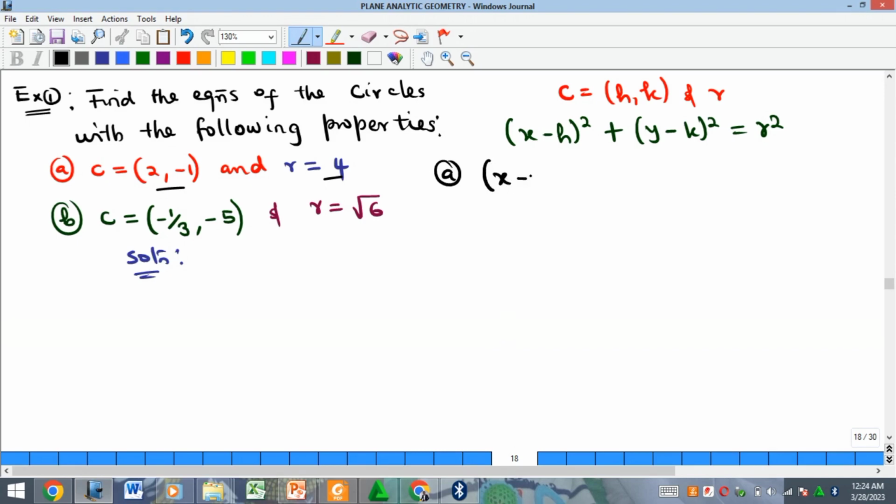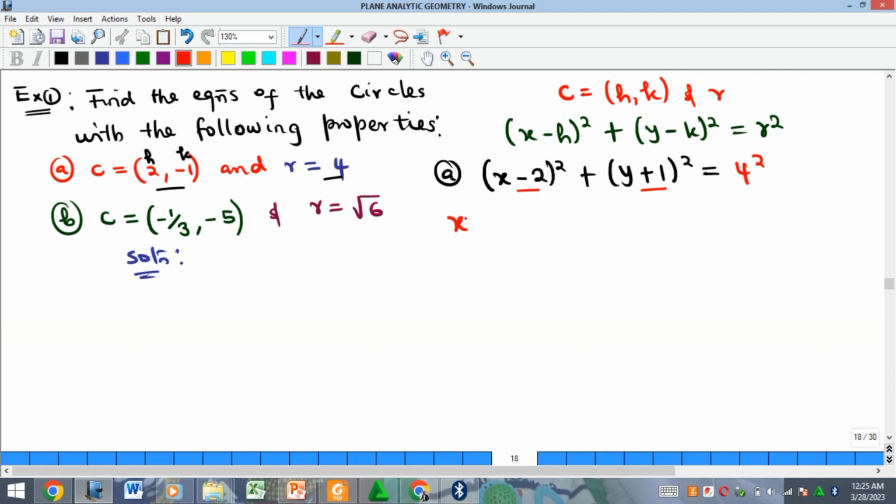So we have x minus, now from here our h is 2 and our k is negative 1. So we'll have (x minus 2) all squared, plus (y minus minus 1), which will become (y plus 1) all squared, and our r now is 4, so we'll have 4 to the power of 2. This is actually the standard form, but of course it's okay to put it in the general form, which you can get by expanding the two brackets and then taking everything to the left hand side. So let's quickly do that.